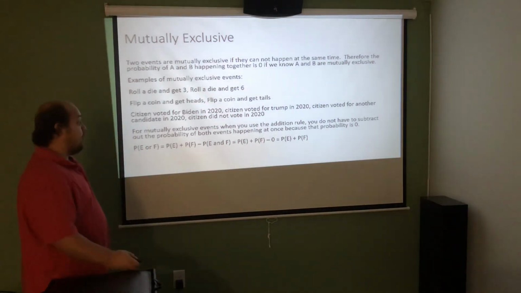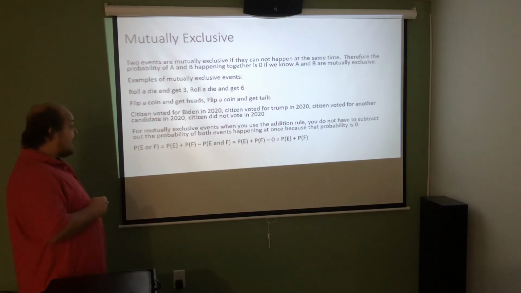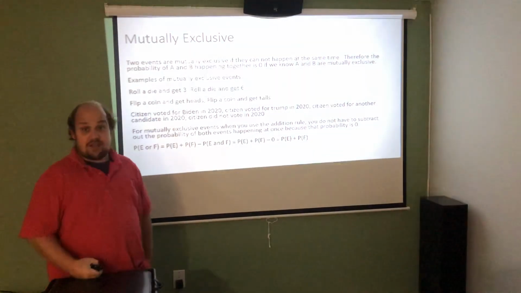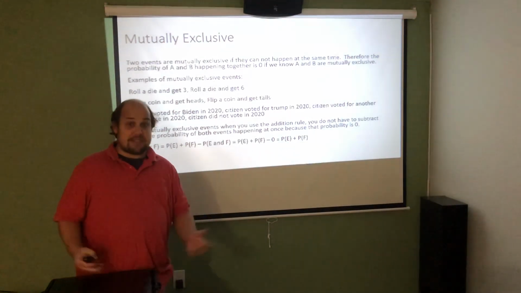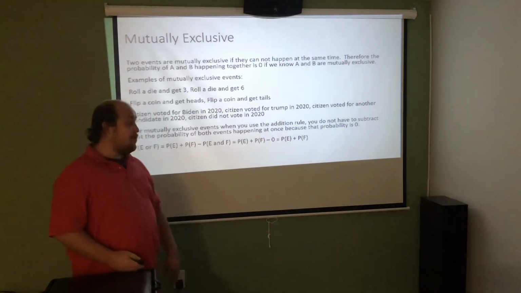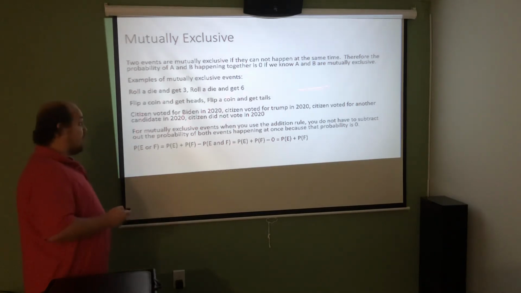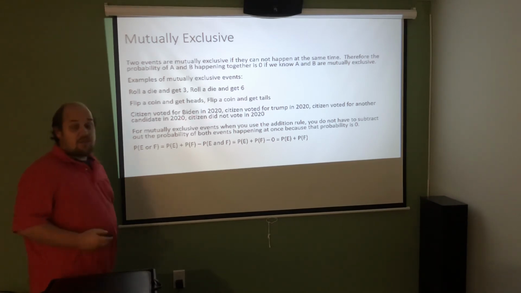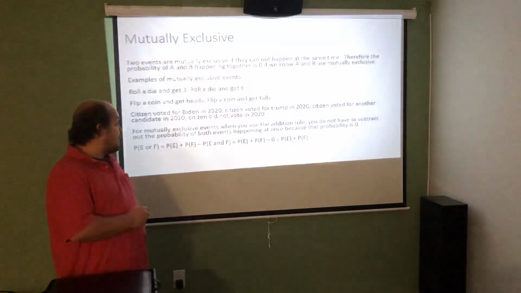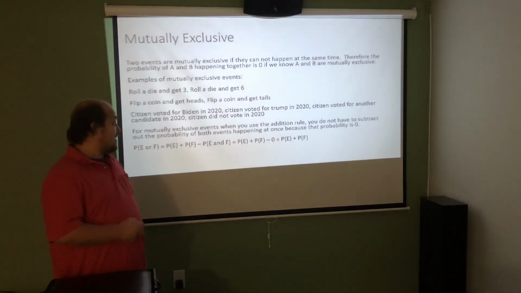Here's another example where they wouldn't be complements. Maybe you're watching this far in the future, but when the voting occurs, citizens can do one of 4 things. They can vote for Joe Biden as President of the United States. They can vote for Donald Trump as President of the United States. They can vote for another candidate running as President of the United States, or they can choose not to vote in the 2020 election. This represents everything that could happen.